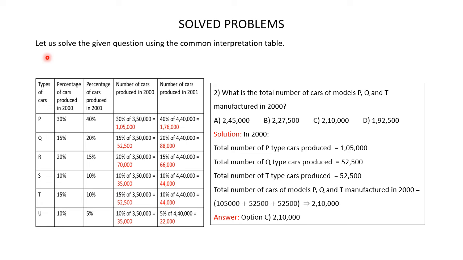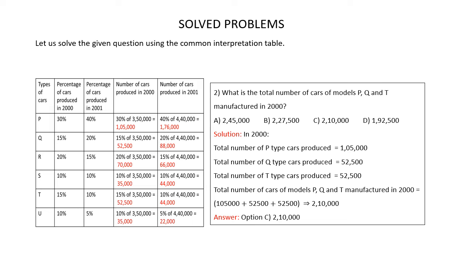Let's solve the given question using the common interpretation table. What is the total number of cars of models P, Q and T manufactured in 2000? You're given 4 options here and you have to find out which of these options is the correct one.